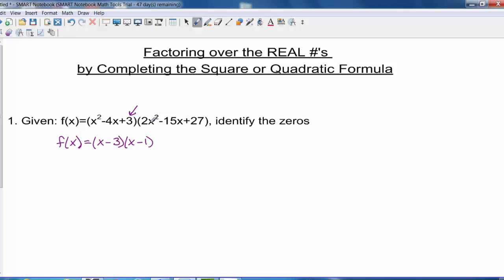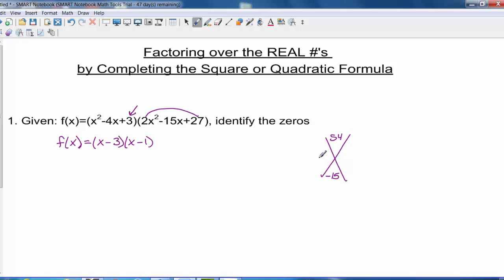Now for this one, there's not a GCF of 2, and since my a value is not 1, this is where you're going to do your cross. So I'm going to multiply these two numbers, which would be 54, and they need to add to negative 15. So what two numbers multiply to positive 54 and add to negative 15?